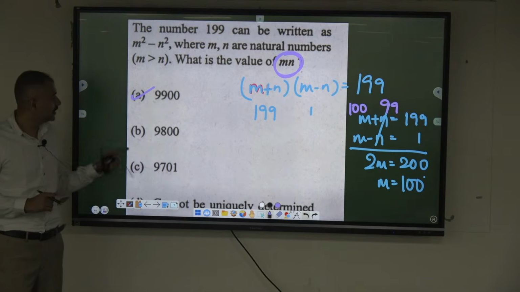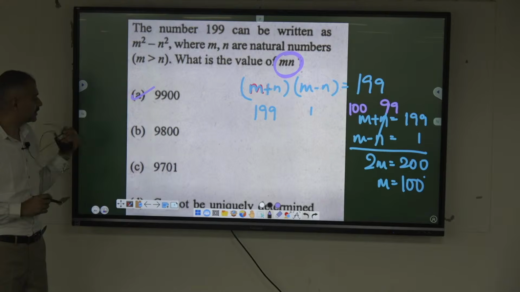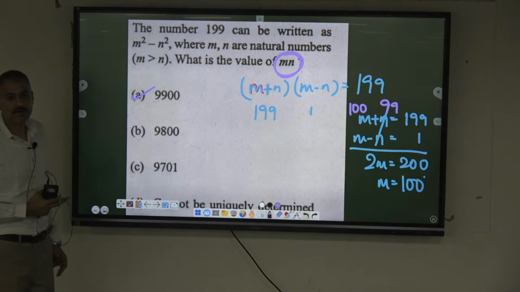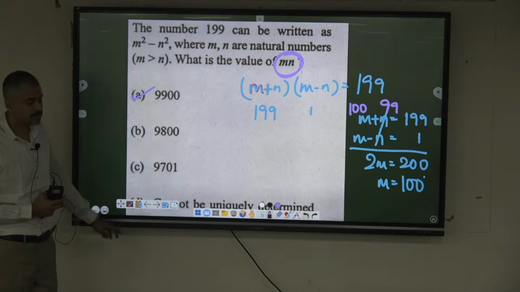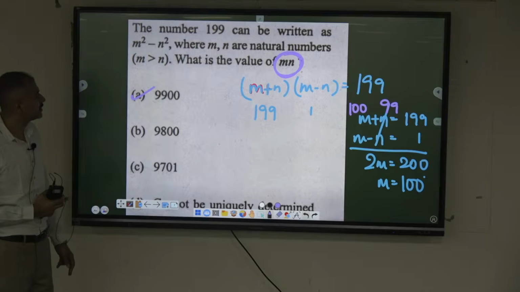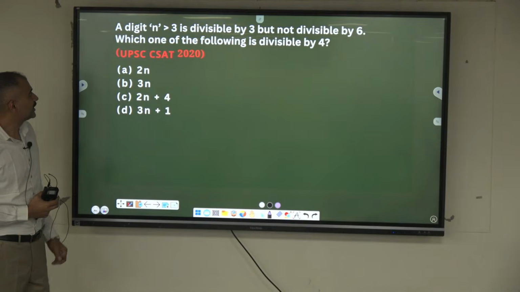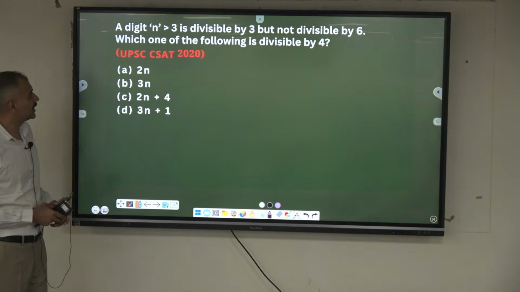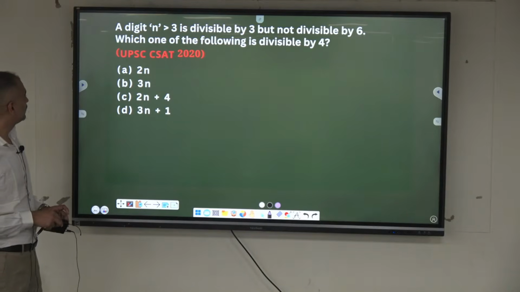Okay, 21 into 9, but that is not the case. 9900. Prime? Is 199 prime? Okay. A digit n greater than 3 is divisible by 3 but not divisible by 6. Which of the following is divisible by 4?